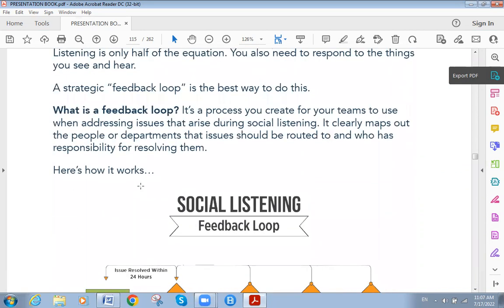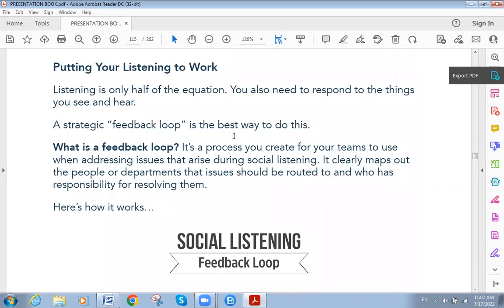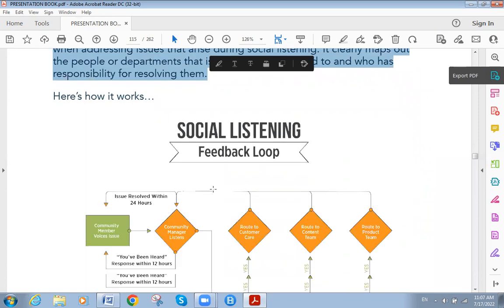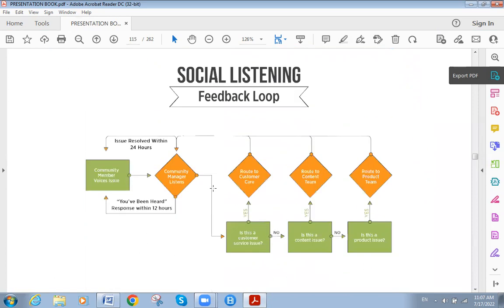This is also the feedback loop. It is a process for your team to use when addressing issues that arise during social listening. It clearly maps out the departments that issues should be routed to and who has responsibility for solving them. So this is the social listening feedback loop. It starts like you see here now.